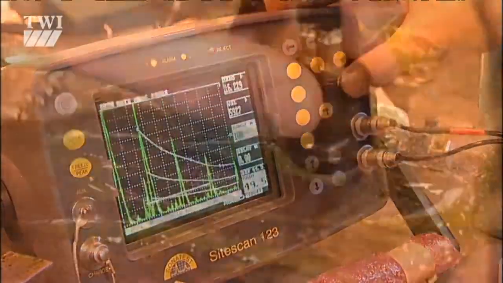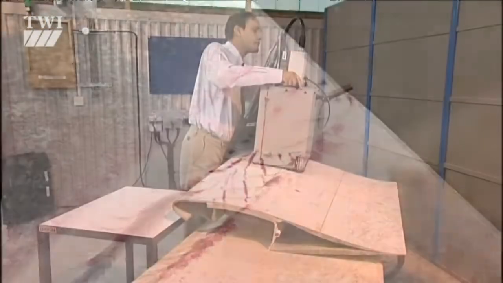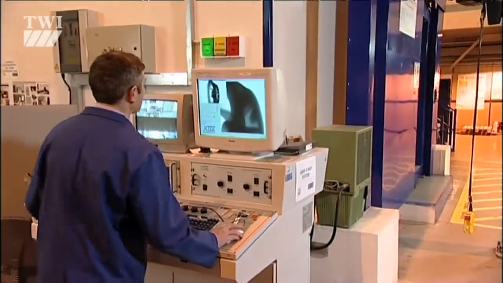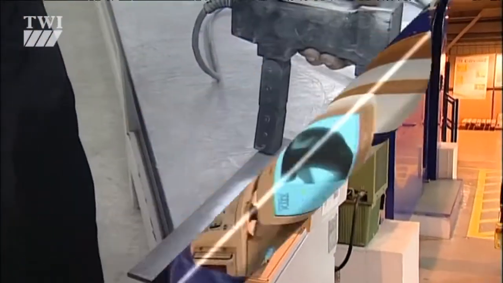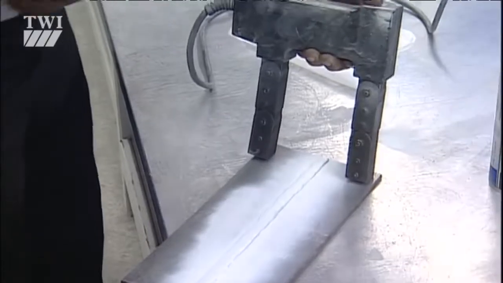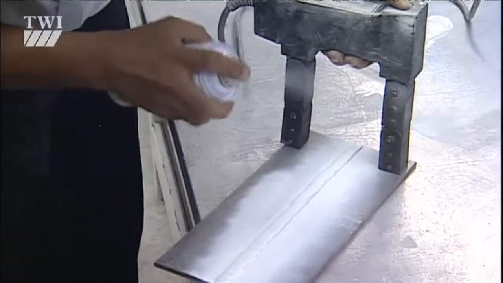In this short introduction to non-destructive testing, we're going to be looking at half a dozen of the most common types of NDT. And also take a glance at a few of the less traditional newcomers to the field. Well, let's get started with magnetic particle inspection.